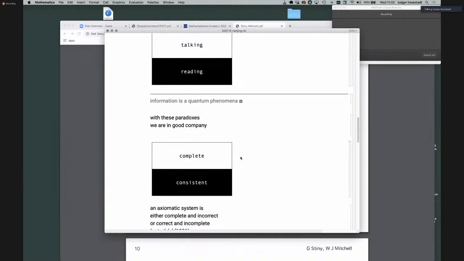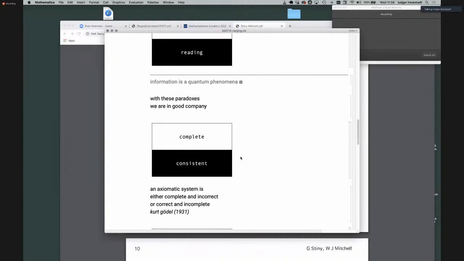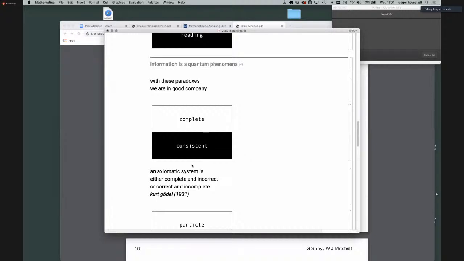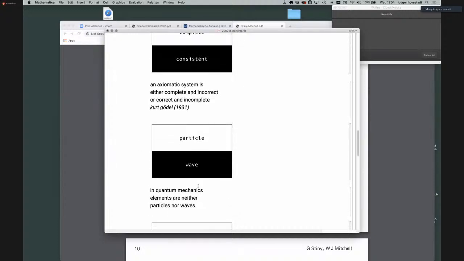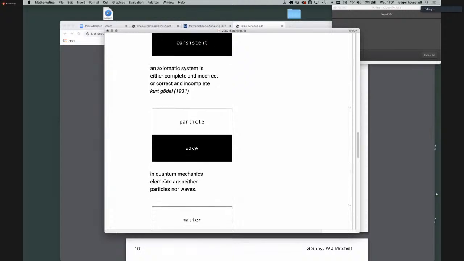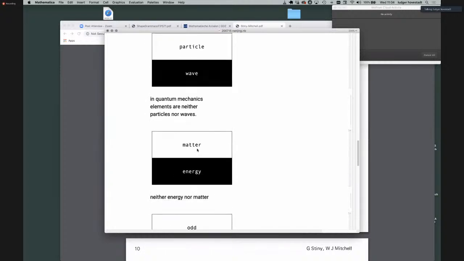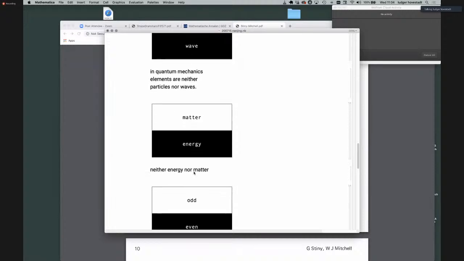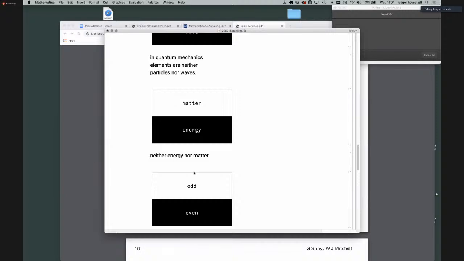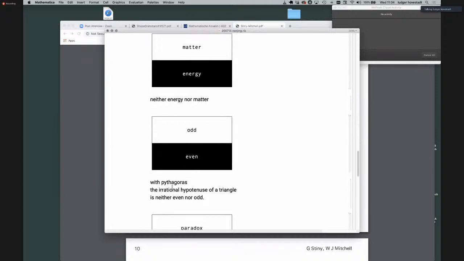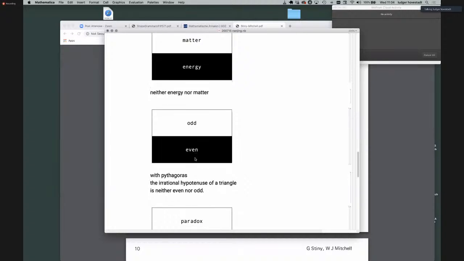And we are in very good company. For example, we have Kurt Gödel: complete and consistent. An axiomatic system is either complete and incorrect or correct and incomplete. Or in quantum physics, we have particles and wave. Elements are neither particles nor wave. And information is neither matter nor energy, as we had it with Norbert Wiener. So it's not so strange, because with Pythagoras, the irrational hypotenuse or the number pi or the square root, which they developed 2,500 years ago, is neither odd nor even. It's an irrational number, like I explained with the number pi.